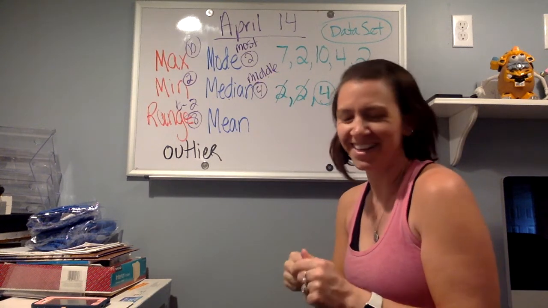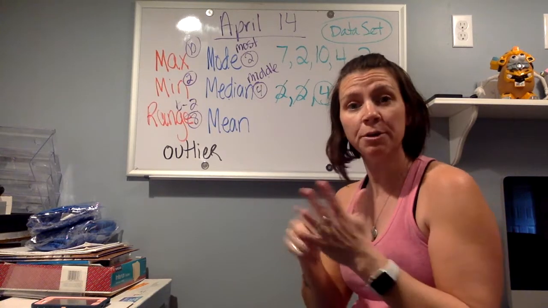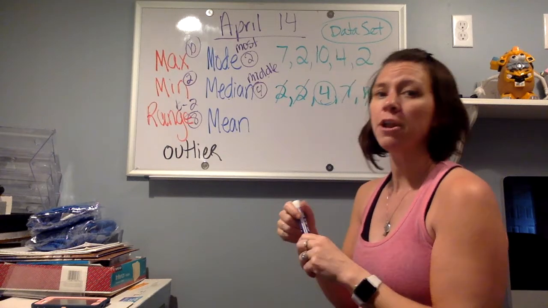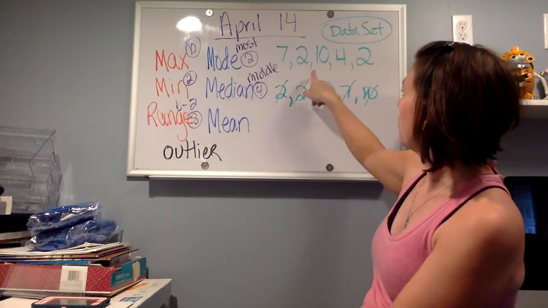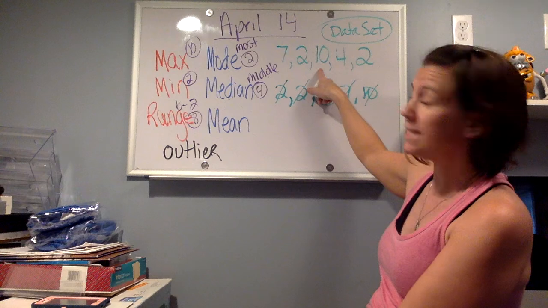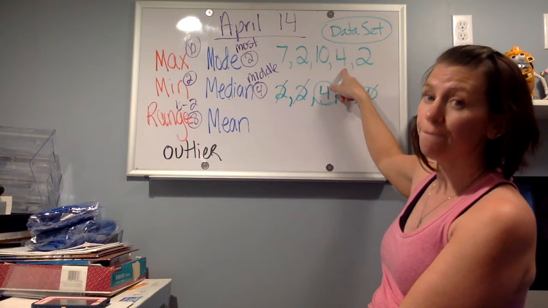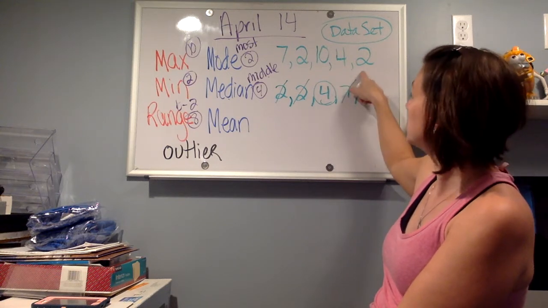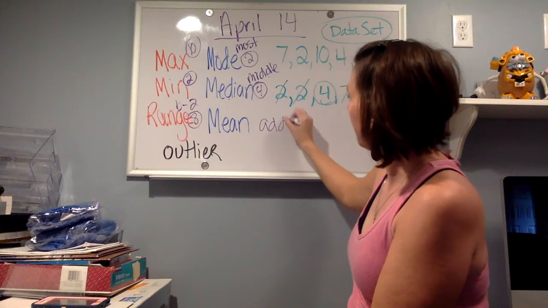Just the word mean, I'm like, oh, I don't feel like doing it. There's only 5 numbers. It won't be so hard. And remember, if you have a calculator, it's okay. Go ahead and use the calculator, all right? But we're going to add up these 5 numbers, okay? So I have a 7 and a 2, so I have a 9 plus 10 is 19. Now if I add in my 4, that gives me 23 plus 2 is 25. So when I add them, I get 25.